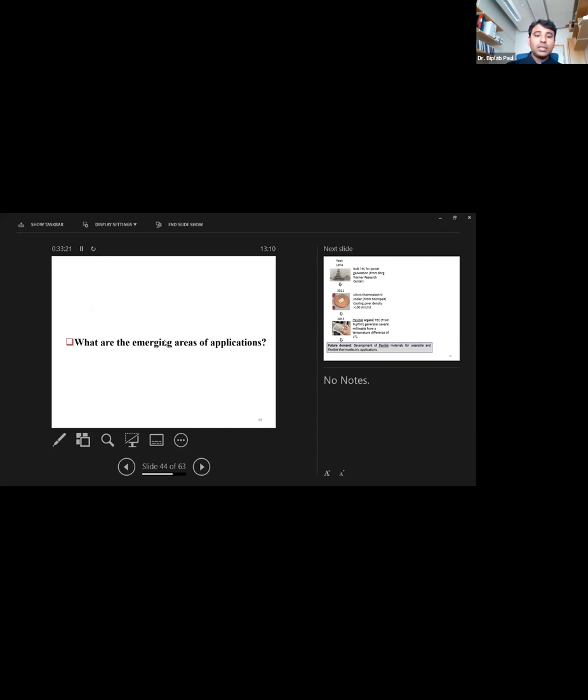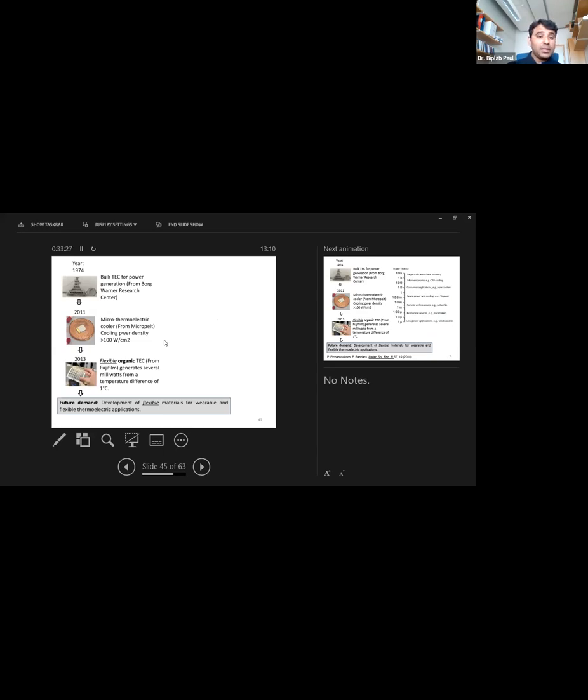Now I will discuss what are the emerging areas of applications. Thermoelectrics started with the bulk materials, and I already mentioned that the most successful use of thermoelectric was in space missions. But nowadays, many people are focusing on use on Earth, particularly on-chip cooling, that is thermal management of electronic devices. So Micropelt launched a micro thermoelectric cooler based on thin films in 2011. And in 2013, Fujifilm launched an organic material based thermoelectric generator, which could generate power in milliwatts just from a 1 Kelvin temperature difference.